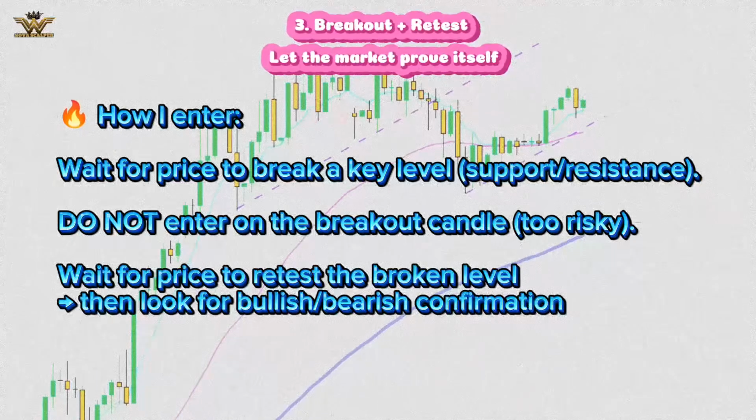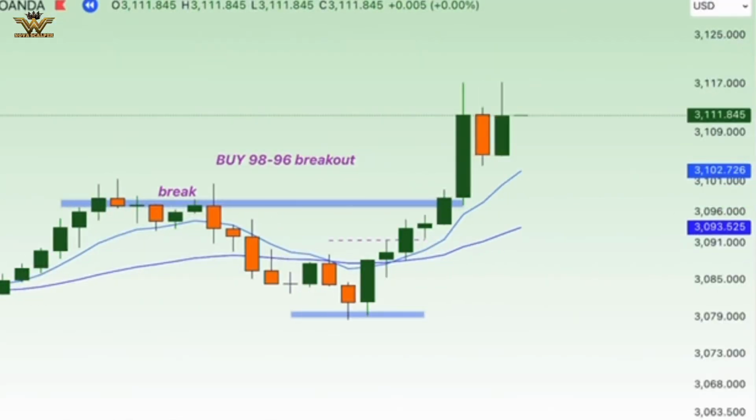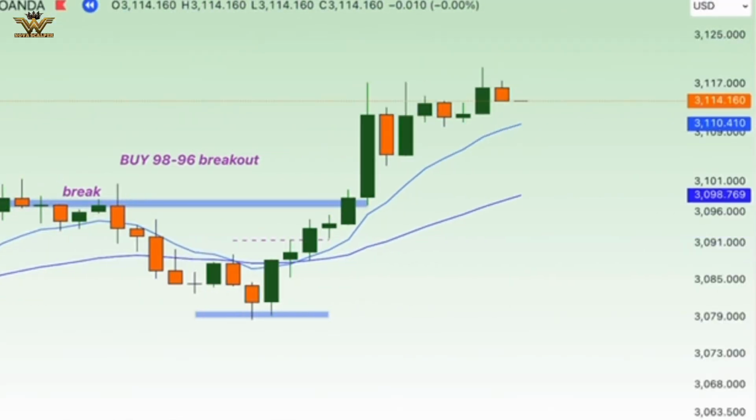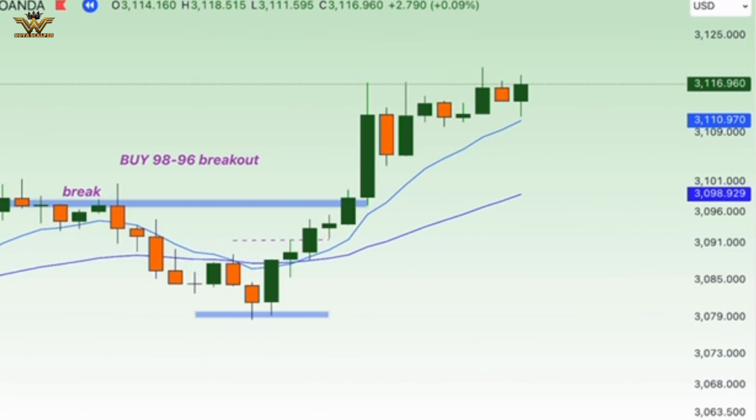Do not enter on the breakout candle. It's very risky. Wait for the price to retest the broken level, and then look for bullish or bearish confirmation. And this is the example for you. And this is one of the signals that got more than 100 pips in Nova Channel VIP.